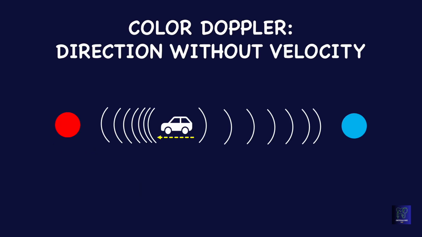Here is how a color Doppler works. If the Doppler shift is towards a higher frequency, meaning the object is moving towards the probe, then it gives red color. But if the Doppler shift is towards lower frequency, meaning object is moving away from the probe, then it gives a blue color.